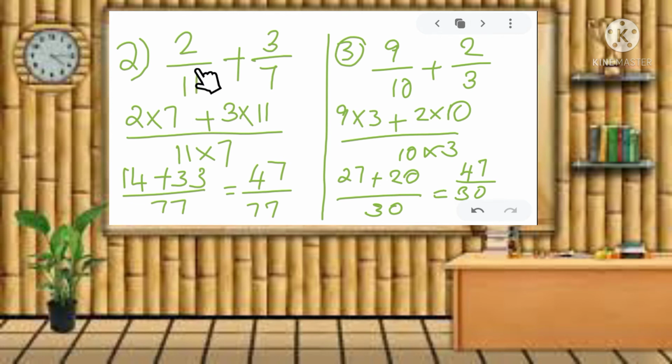Next 2 by 11 plus 3 by 7. 2 into 7 plus 3 into 11 by 11 into 7. 2 7s are 14 plus 33 by 77. It is 47 by 77. Next 9 by 10 plus 2 by 3. 9 into 3 plus 2 into 10 by 10 into 3. So 27 plus 20 by 30. It is 47 by 30.